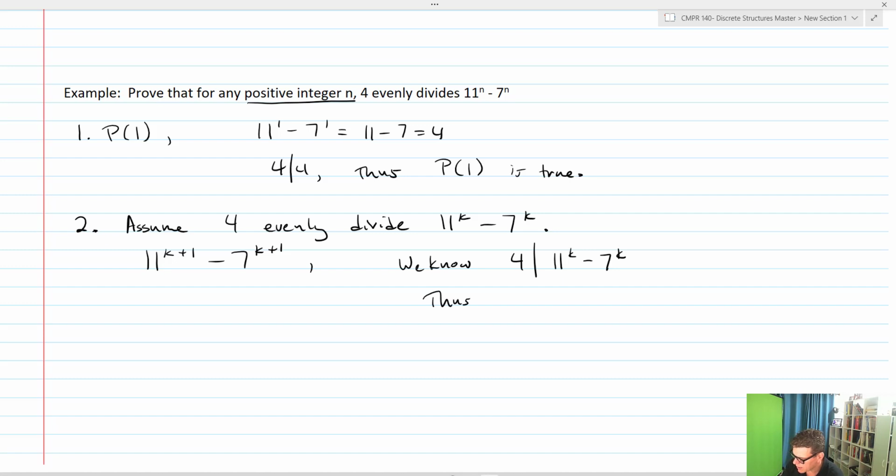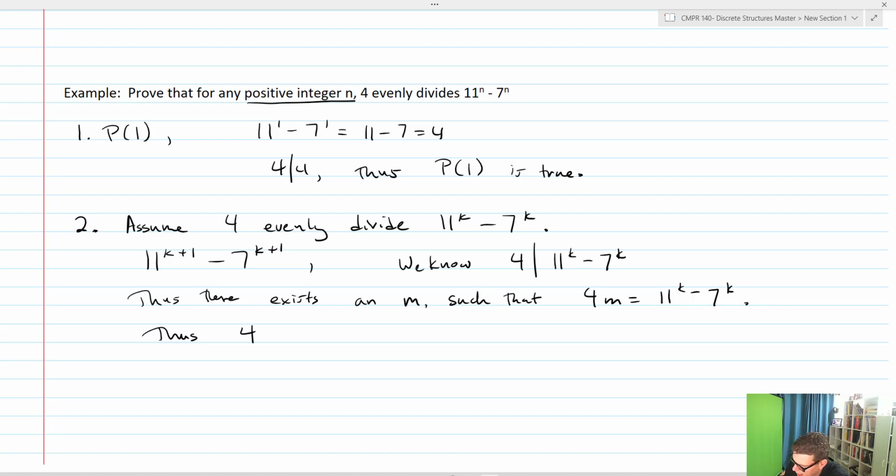Thus, there exists an m such that 4m equals 11 to the k minus 7 to the k. That's our definition for divisibility. Thus, 4m plus 7 to the k is going to equal 11 to the k, which is great because notice that this is what we've got here.